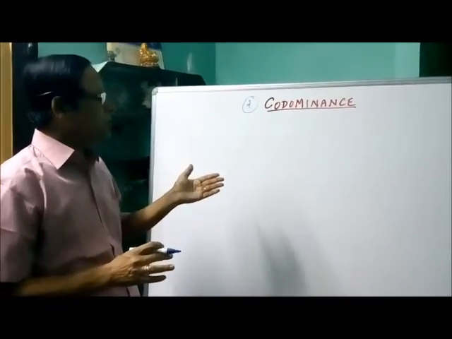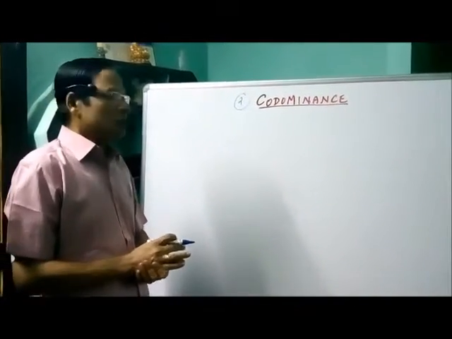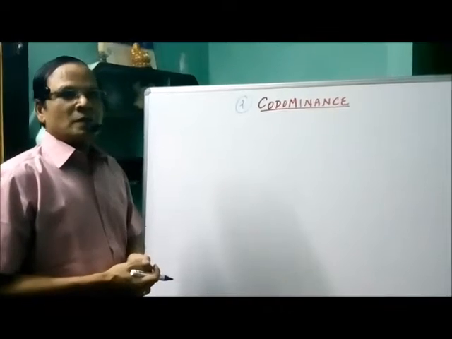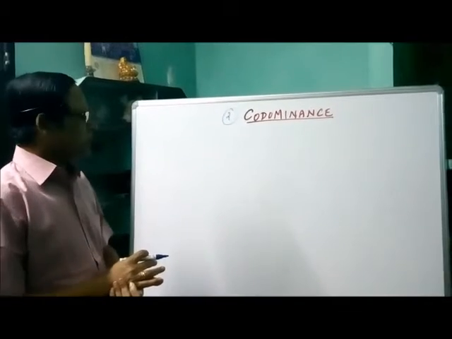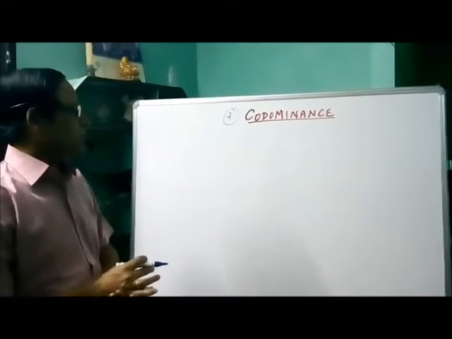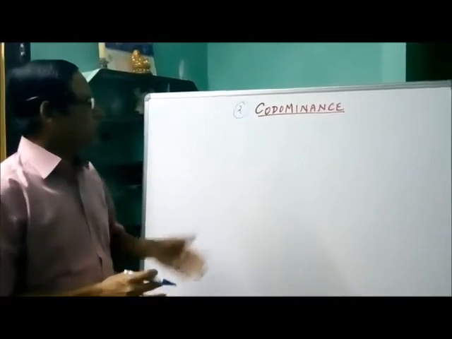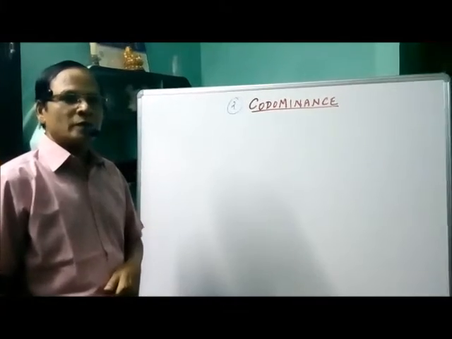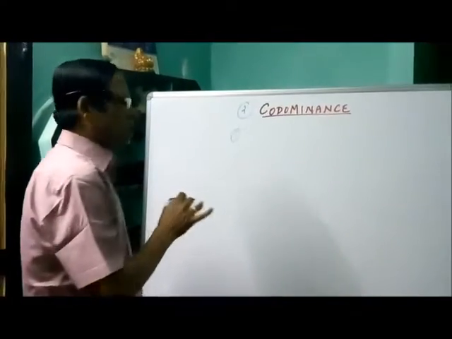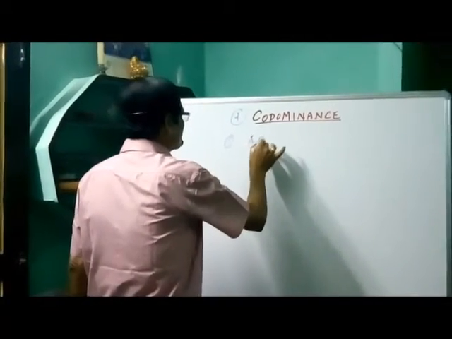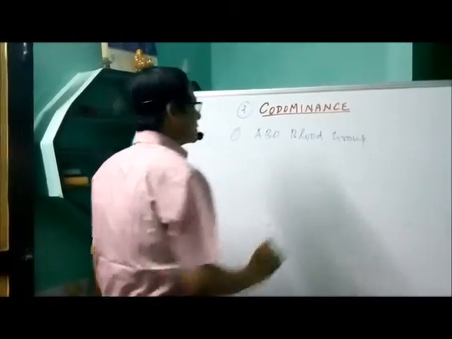Codominance is a phenomenon in which both the alleles are expressed in the phenotype of an individual. Both the alleles are expressed in a heterozygote individual. That is called codominance. We have a number of examples. One such example is the ABO blood group in humans.